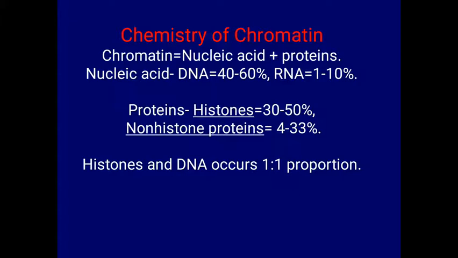Chemistry of chromatin. Chromatin or chromosome is a nucleoprotein structure. Nucleic acid, DNA and RNA, and protein, histones. Nucleic acid, DNA, is about 40 to 60% and RNA is about 1 to 10%. Proteins are mainly the histones, 30 to 50%, and non-histone proteins, 4 to 33%. Usually in a chromatin or chromosome, DNA and histone occur in 1:1 proportion.